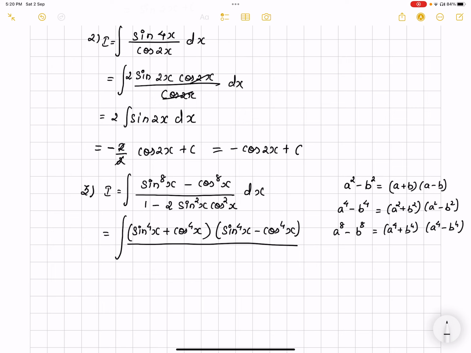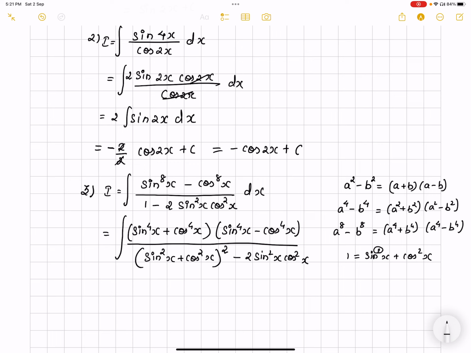The one we know in trigonometry, 1 is equal to sine square x plus cos square x. But the denominator power is square. The numerator power is 4. I need to bring it equal to 4. That means I need to square something. So what I would be doing, I would go ahead sine square x plus cos square x whole square. That's what I'm going to do. Then minus 2 sine square x cos square x.